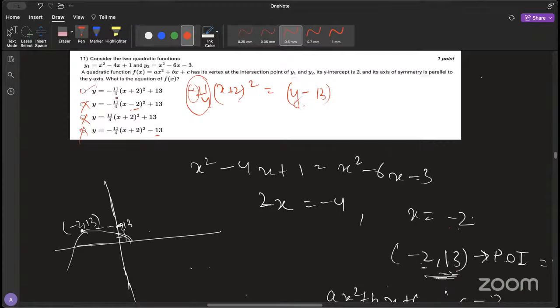And you can also check. If this is it, that means minus 2 comma 13 is the vertex, which is true. That's the vertex that we have found. And the minus sign indicates that it opens downwards. That's also true because that's what we have found. Is that okay? Yes.